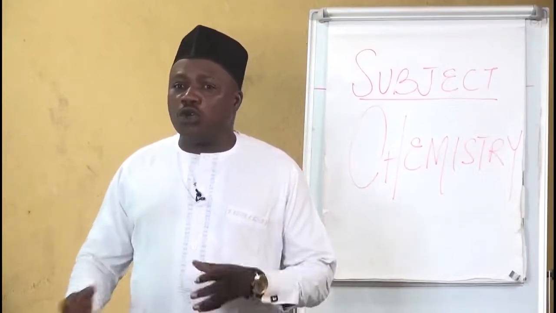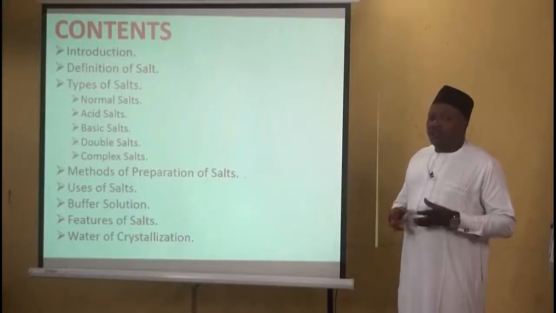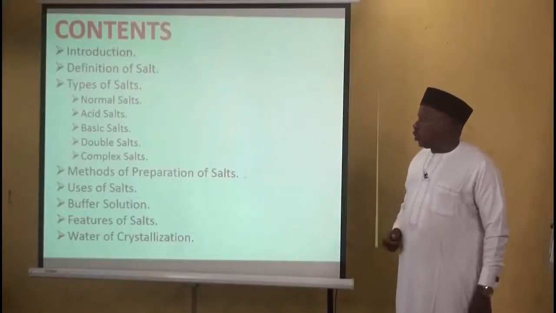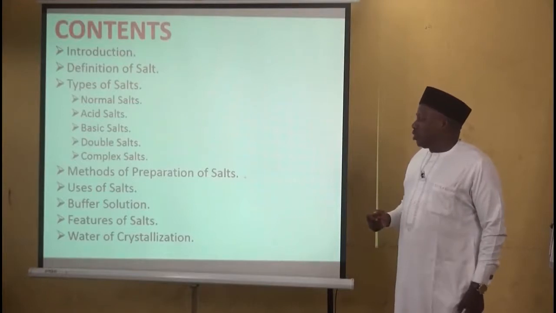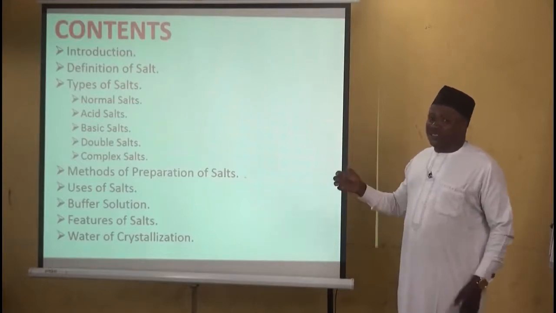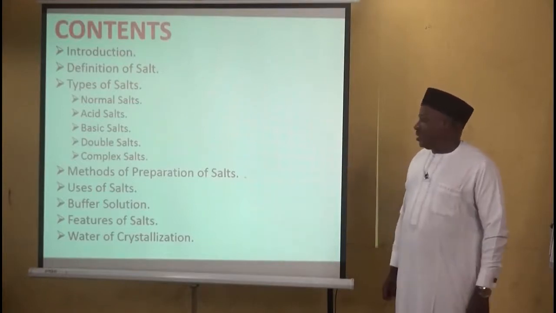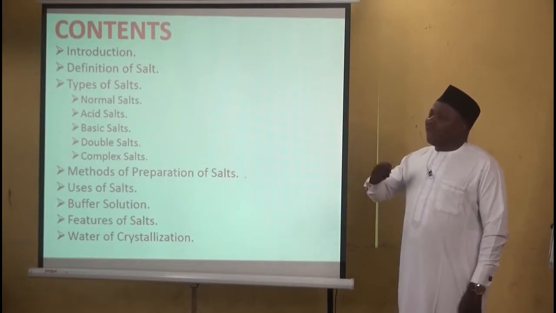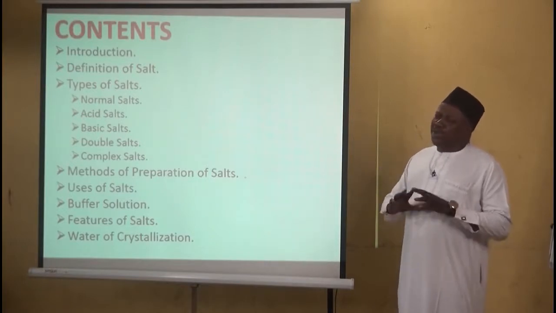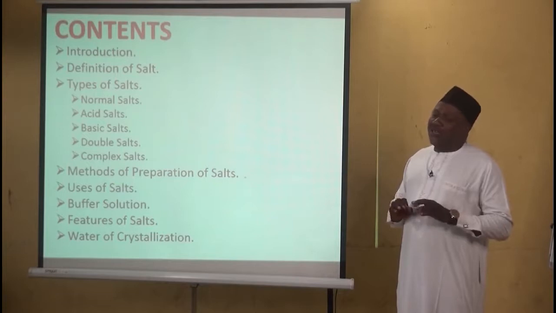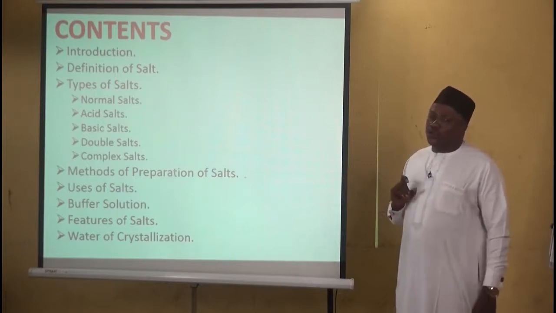The double salt is the coming together of two salts to form the double salt. The complex salt, we know, is a result of the formation of ligands with complex metals. However, there are various methods we can use in preparing these salts. A salt can either be soluble or insoluble.